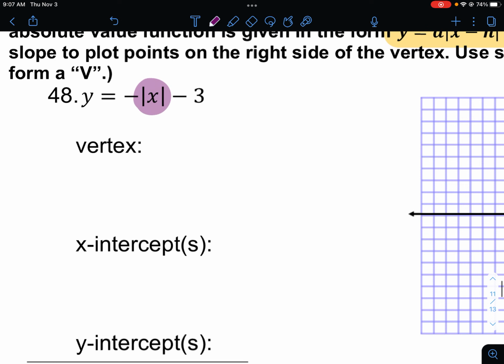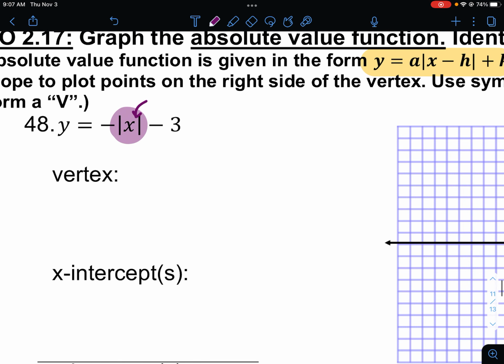The only thing I want to say about number 48, so H is always the number inside of your absolute value bars. The value of H here would be 0.